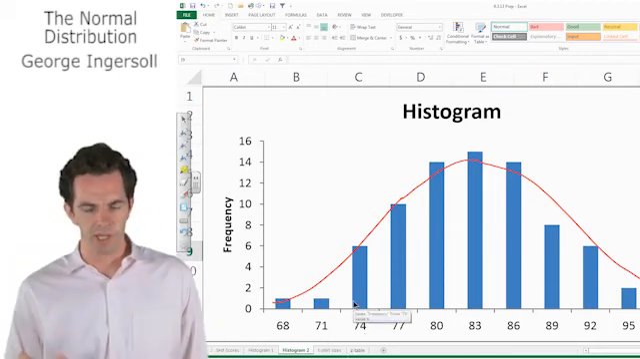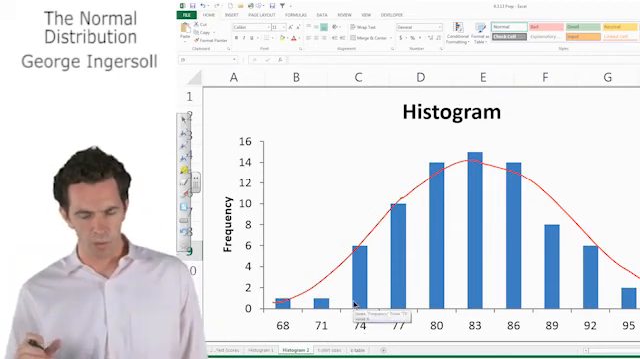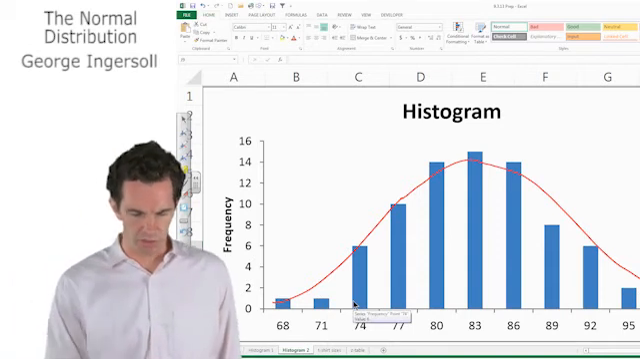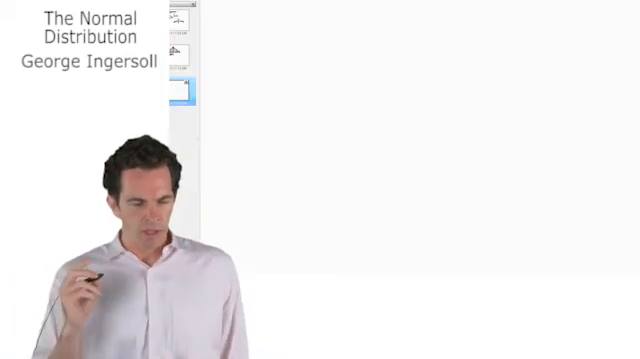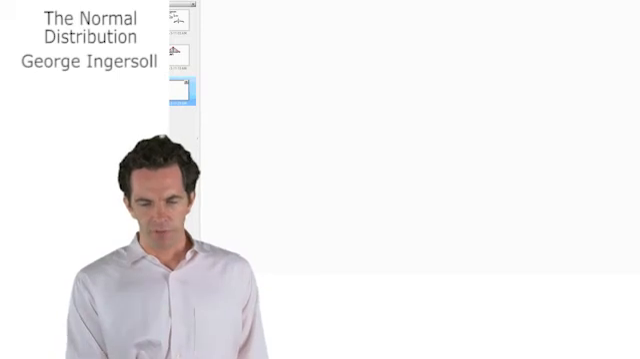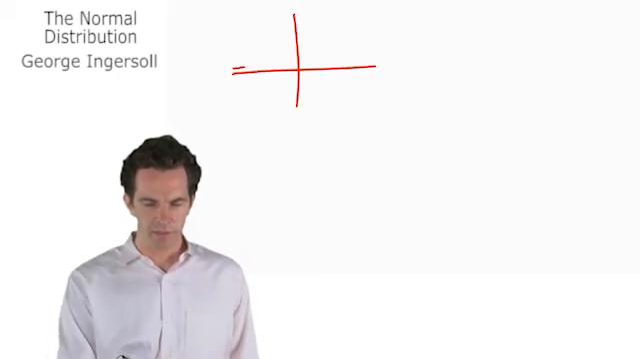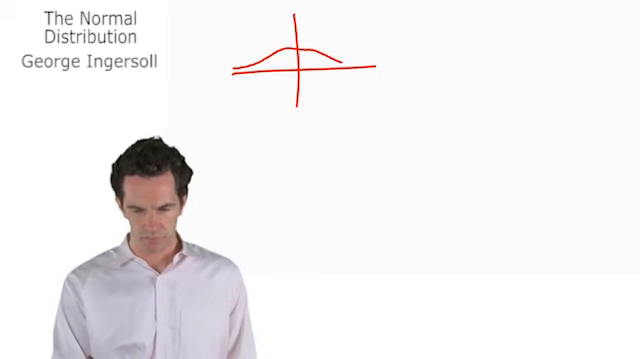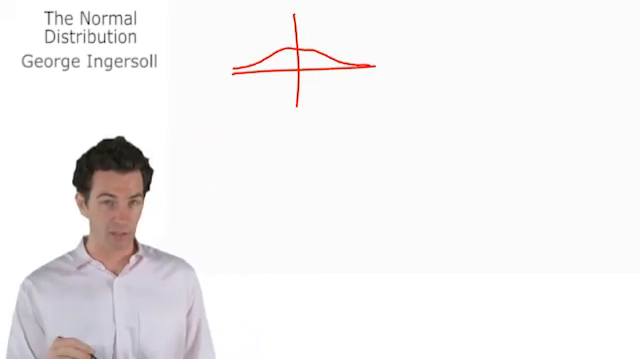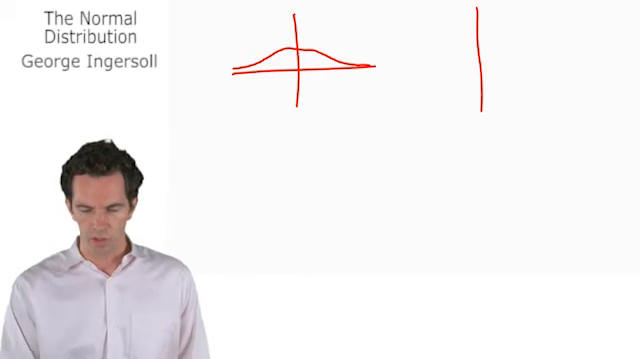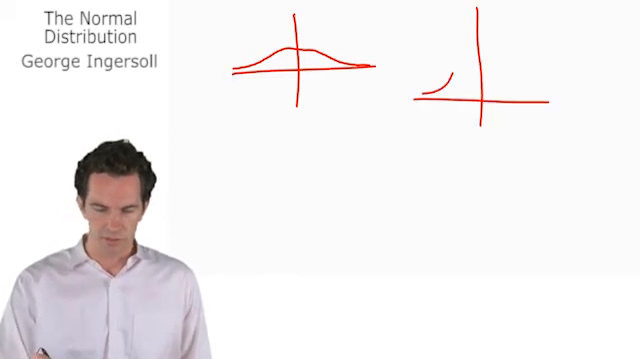Before we go into more examples of normal distributions, however, I want to talk about some of the properties of the normal distribution. So one thing I want to point out first of all is that normal distributions can look like this. Okay, that's pretty bad, but they can look like that. Or they can look like this.